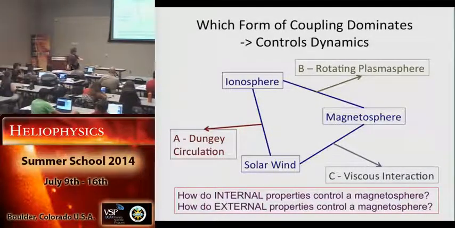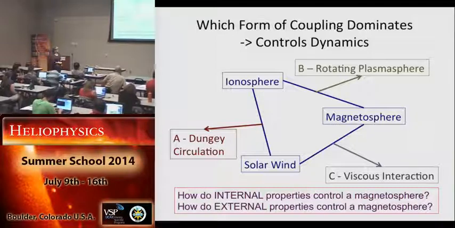I want to leave you with this one slide, which is my summary of what I see as the principles of thinking about coupling between the three components: the ionosphere, about which you will hear a lot more, the magnetosphere, and the solar wind. This ionosphere-magnetosphere coupling is very much this idea of the rotating plasmasphere. But then what happens at the boundary? Do you drive any substantial Dungey circulation coupling the solar wind to the ionosphere, or are you coupling the solar wind to the outer magnetosphere in this viscous interaction?